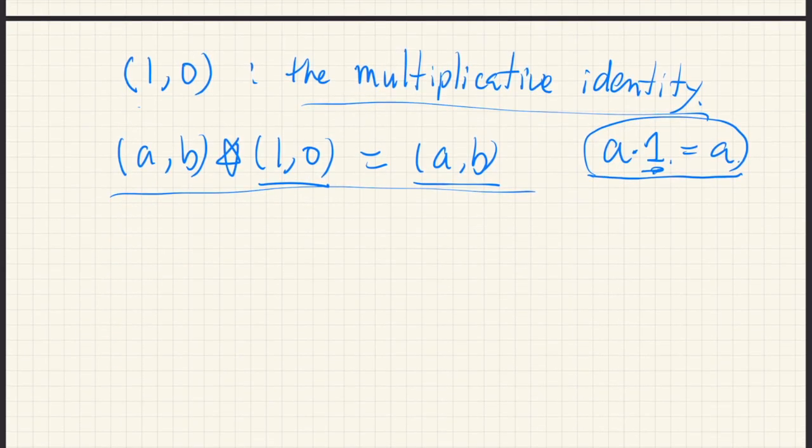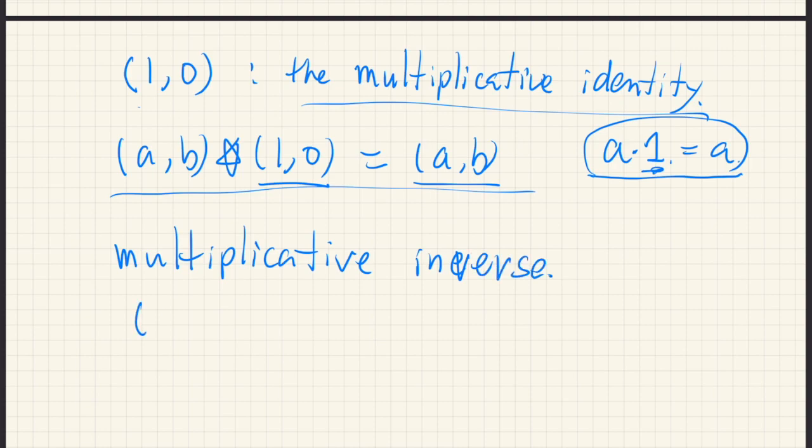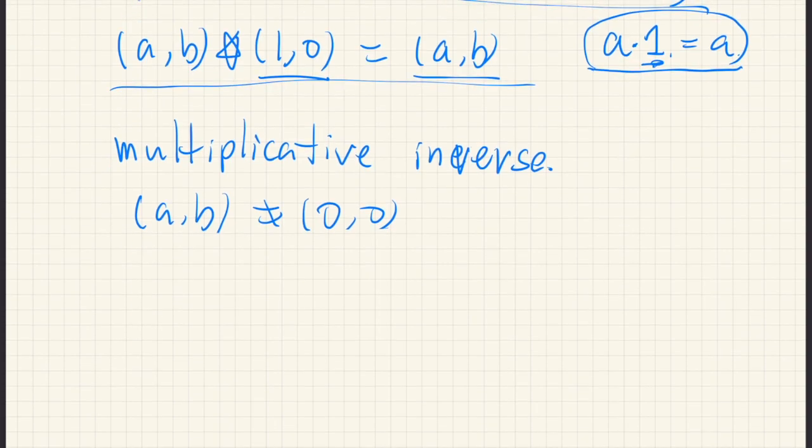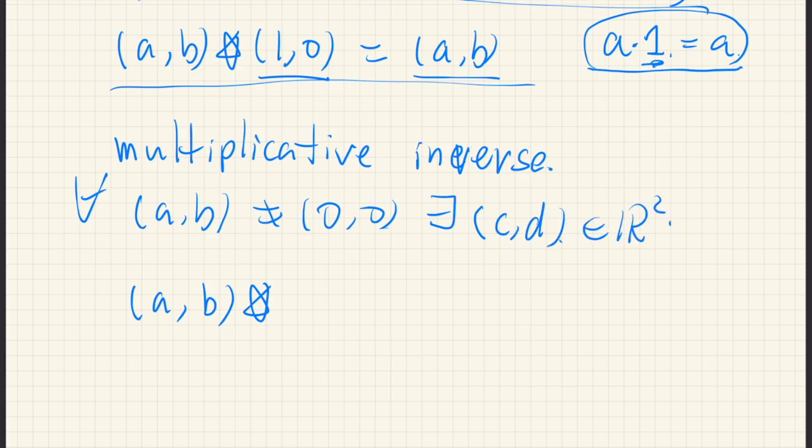Next property is the existence of multiplicative inverse for non-zero element. So if (A,B) is not the zero element, of course, this zero element is the additive identity element, right? So if this is the case, that means either A or B is non-zero. Then for any such element (A,B), there exists some element (C,D) such that (A,B) times (C,D) is equal to (1, 0). So the result is the multiplicative identity.